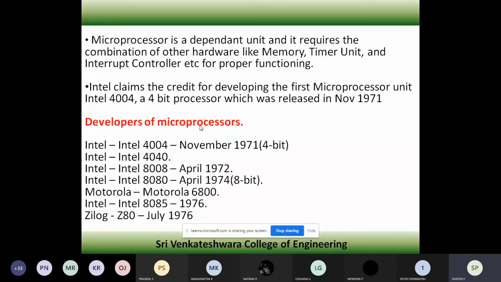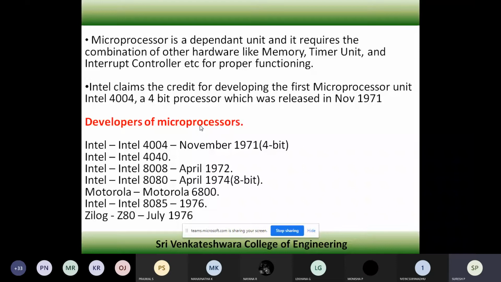Now when it comes to the developers of the microprocessor, who built the first microprocessor? The first microprocessor was built by Intel. Intel claims the credit for developing the first microprocessor unit. The name of that processor is Intel 4004. It is a 4-bit processor, and it was released in the year 1971. That is when the first microprocessor came into the market.